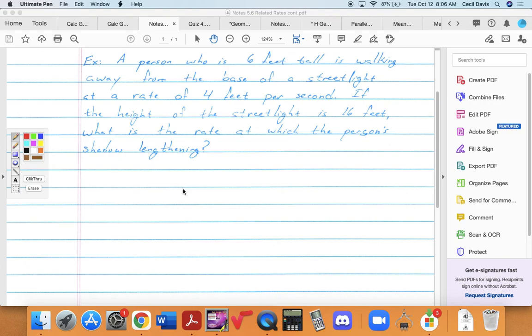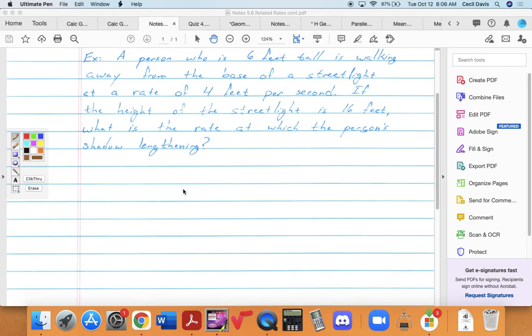So a person who is 6 feet tall is walking away from the base of a street light at a rate of 4 feet per second.